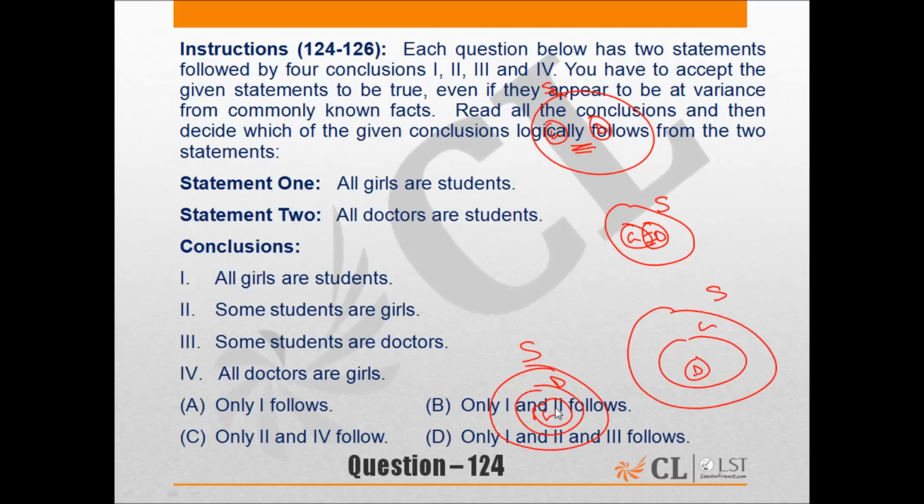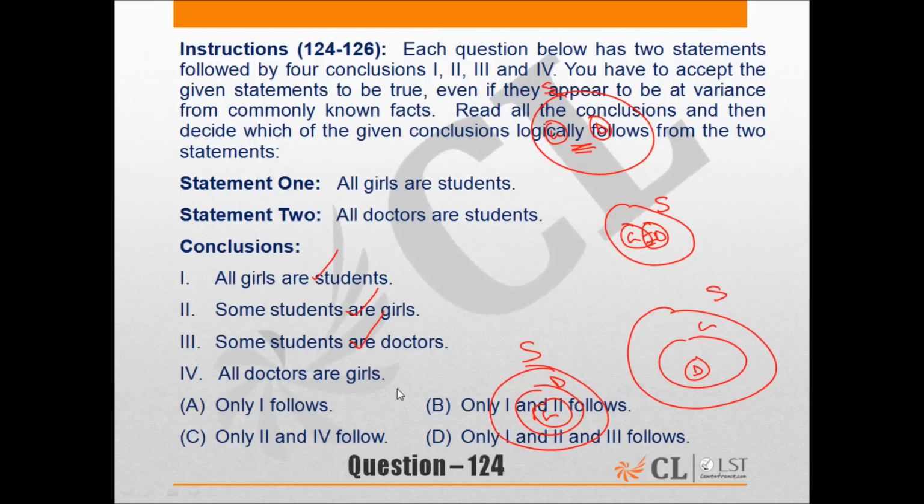Now let us look at the conclusions that are given to us. All girls are students, conclusion 1. This is just a clear repeat of statement 1. This definitely follows. This information is already given to us. Hence 1 follows from the given facts. Some students are girls. If all girls are students, then obviously there is something common between these two sets. 2 clearly follows. Some students are doctors. If all doctors are students, again some students have to be doctors.